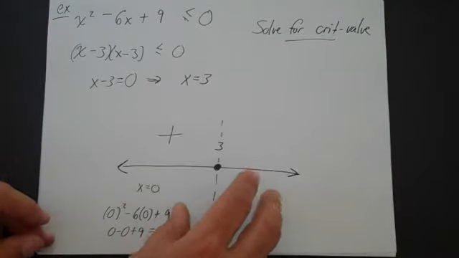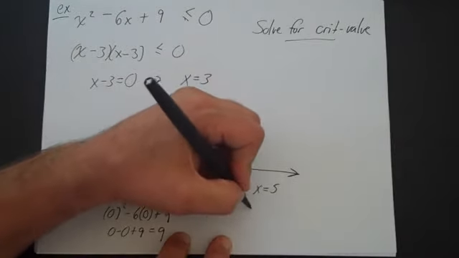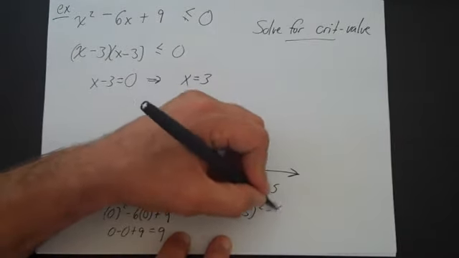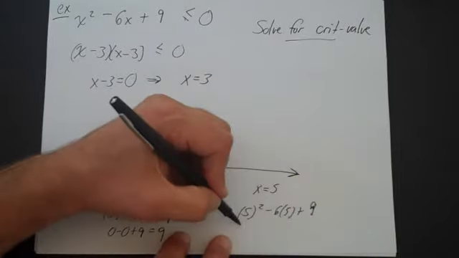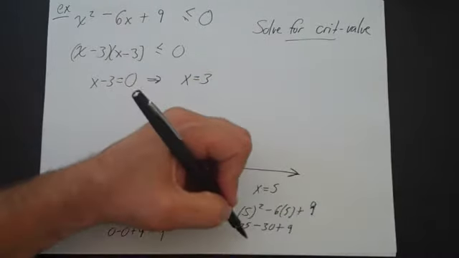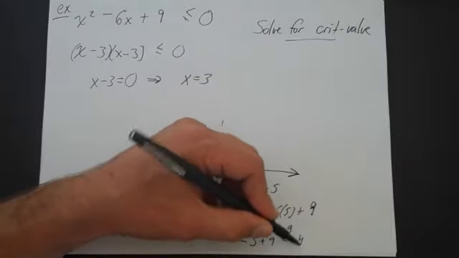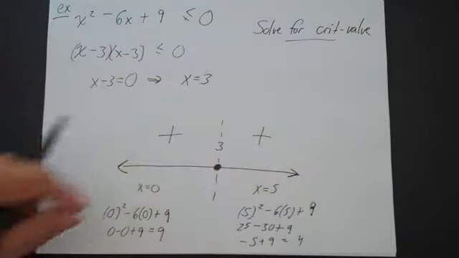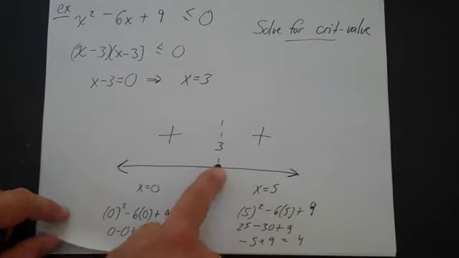Then you look at this region. Let's choose x equals 5, say. Then you have 5 squared minus 6 times 5 plus 9. That's going to be 25 minus 30 plus 9. 25 minus 30 is minus 5, plus 9 is going to be 4, so that's positive. So both of these are positive. This is positive and this is positive. At this particular point, it's equal to 0.